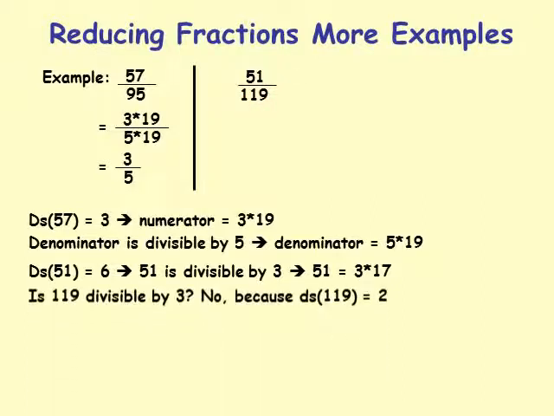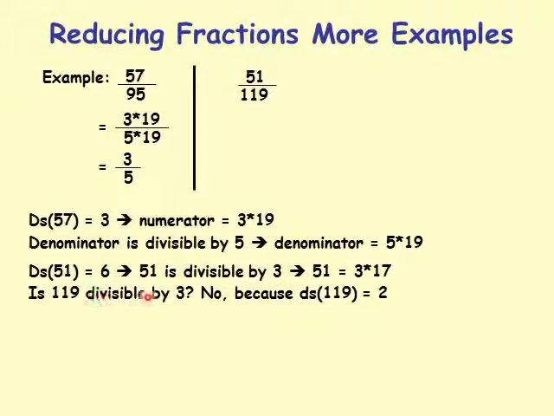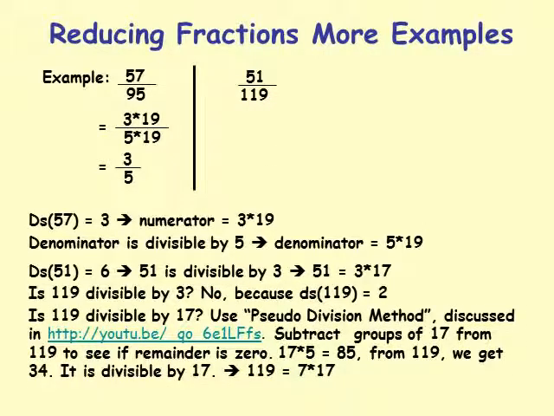Let's continue though. Is 119 divisible by 3? No, because the digit sum of 119 is 2, which is not in the same set as 3, 6, and 9. So 119 is not divisible by 3. Is it divisible by 17? We will use the pseudo division method we discussed before, which is in this video here, where we subtract groups of 17. In dividing, we subtract groups of 17 from 119 to see if the remainder is 0. If the remainder is 0, it's divisible.